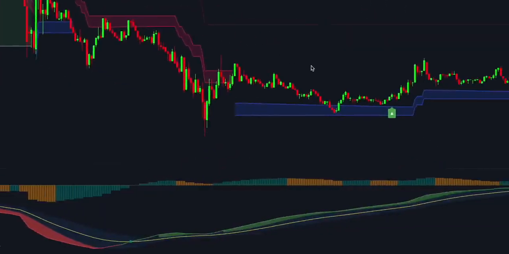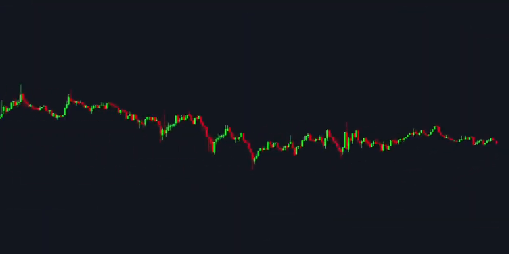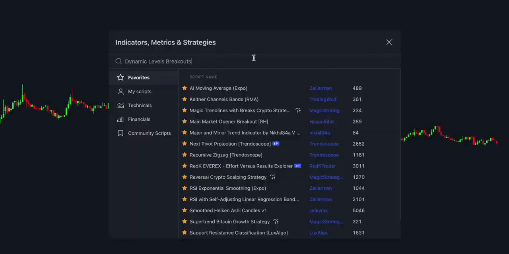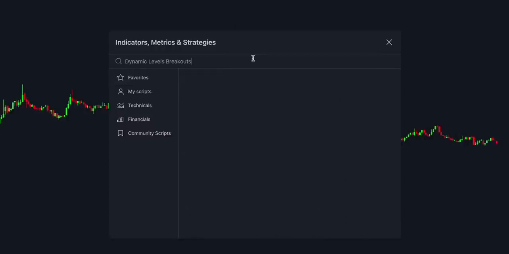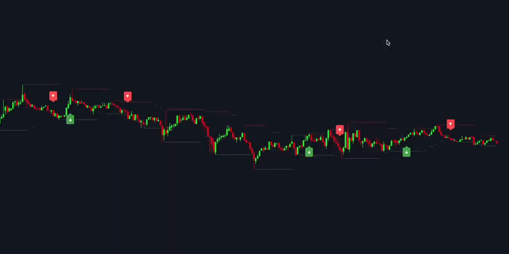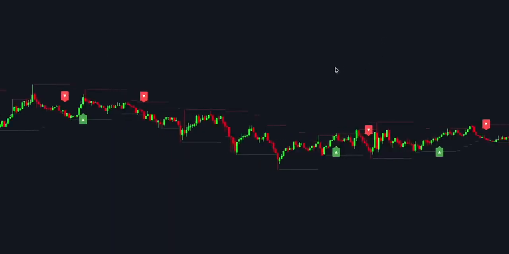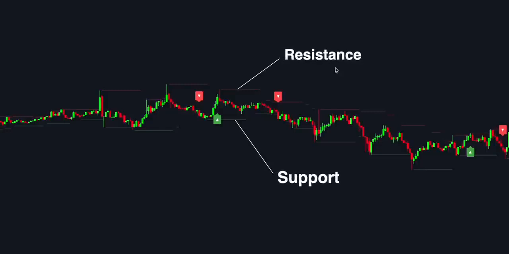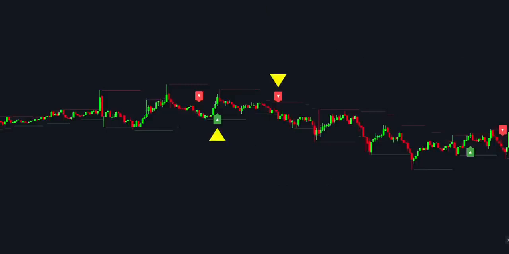Without wasting any time, let's begin the tutorial. To apply the first indicator to the chart, open the indicators and search for Dynamic Levels Breakouts by Angel Algo. This is a powerful tool designed to identify dynamic support and resistance levels in price action. It plots these levels on the chart and provides visual signals for bullish and bearish breakouts.